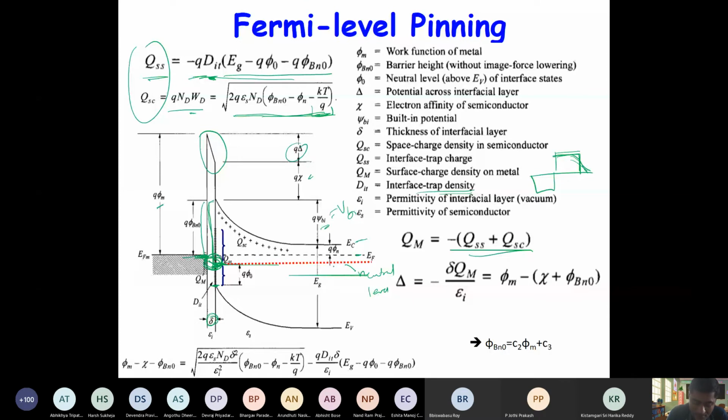And the delta will of course be the drop across the interfacial layer. If you consider the thin charge layer, the field due to that is Q by epsilon, right? So field times the length will be the potential. So it is delta times Qm by epsilon will be the potential barrier, and you can also write in terms of phi m and chi and this phi b n naught.